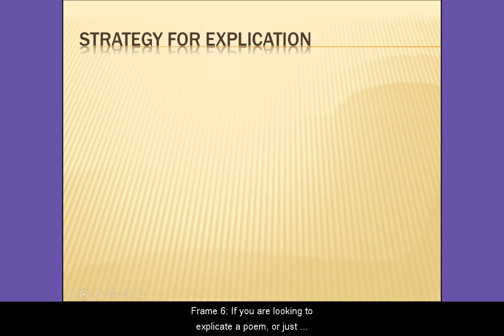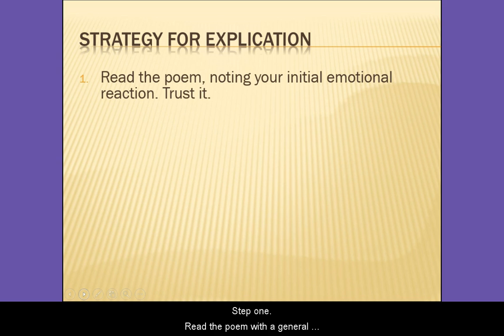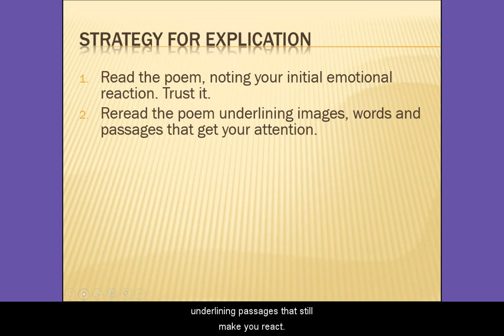So, if you are looking to explicate a poem or just understand it on a more complete level, you might approach it with a strategy in mind. Step 1. Read the poem with a general attention to its mood and your overall reaction. Don't write anything down just yet. Just feel. Step 2. Reread the poem underlining passages that still make you react.